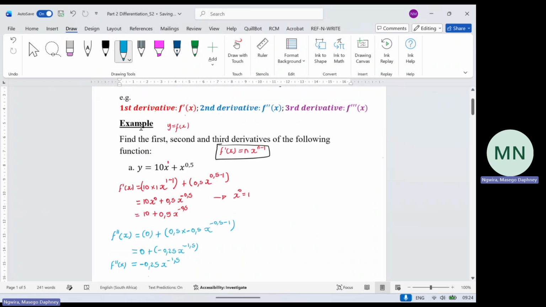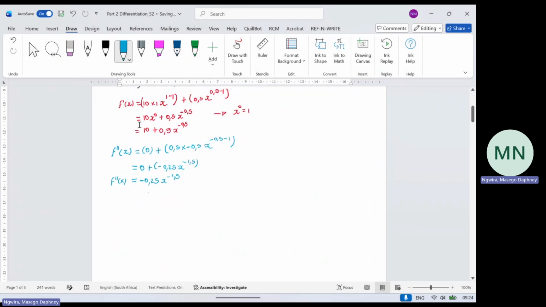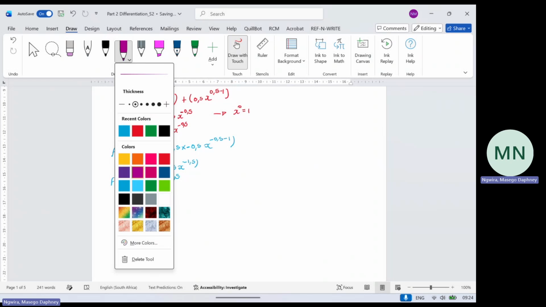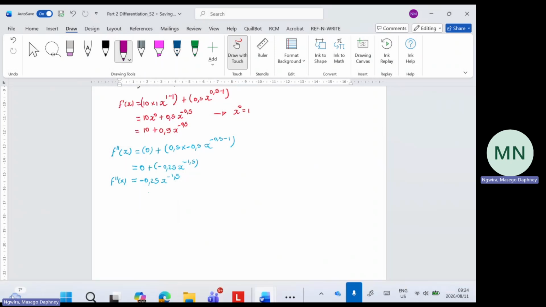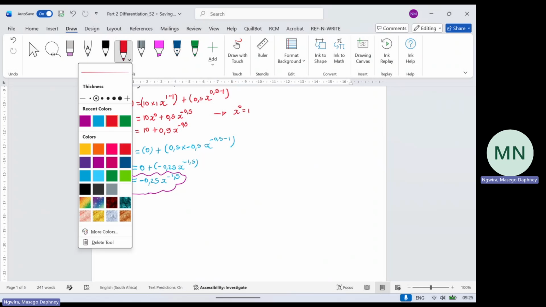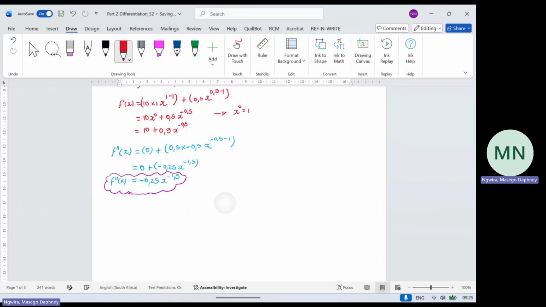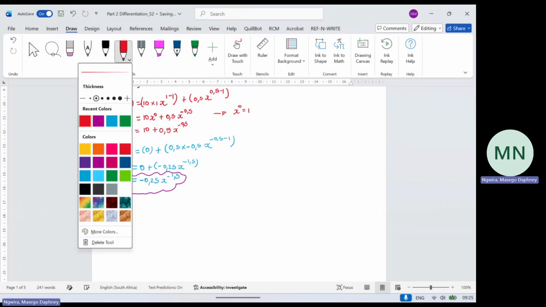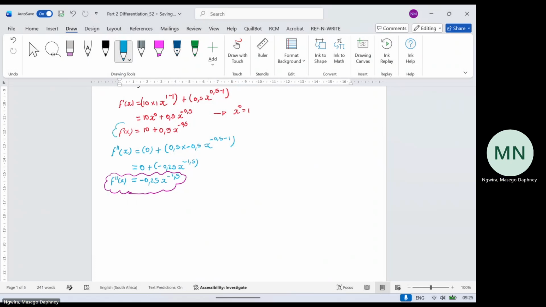Okay, so now we have to look for the third derivative. It's prime prime prime. So I'm just going to use the purple just to be consistent. So it means I'm going to take my final answer. Okay, so here we took this answer. This was just f prime of x. So we took this answer and used it to find our second derivative. So I'm going to use the answer that I got here to find my third derivative.